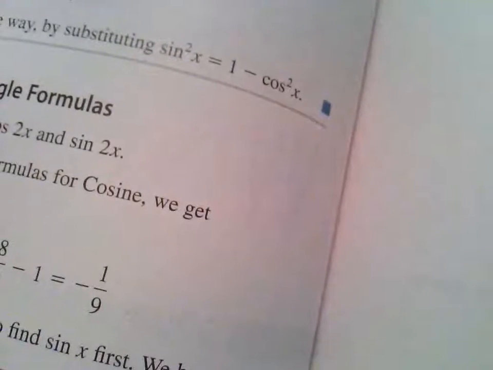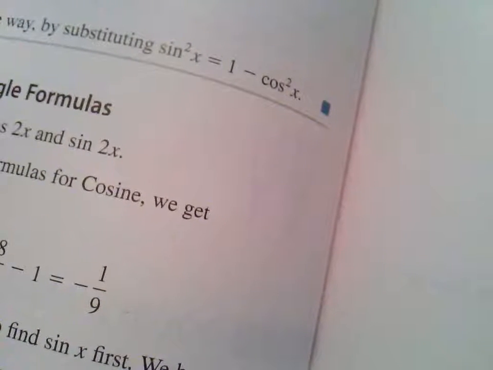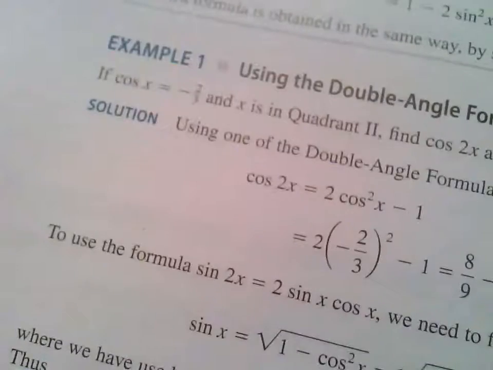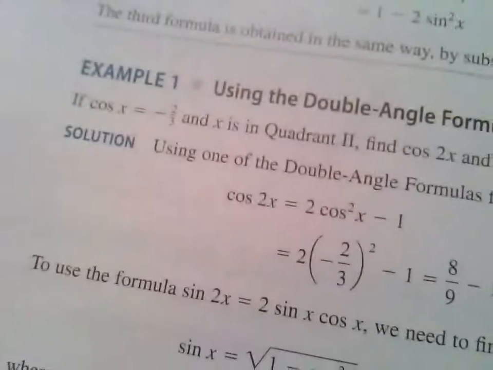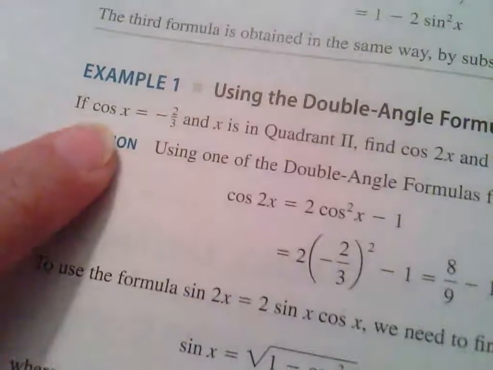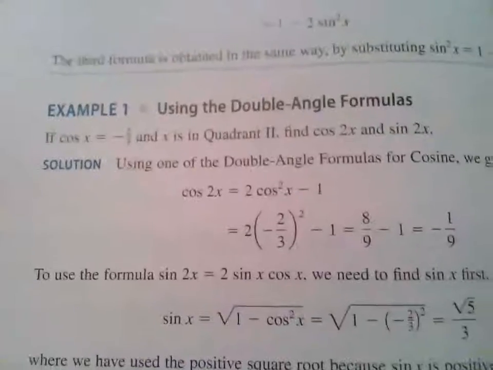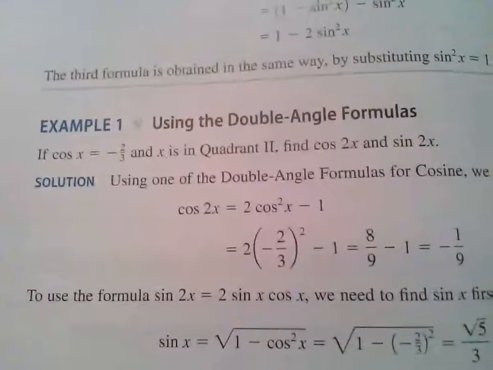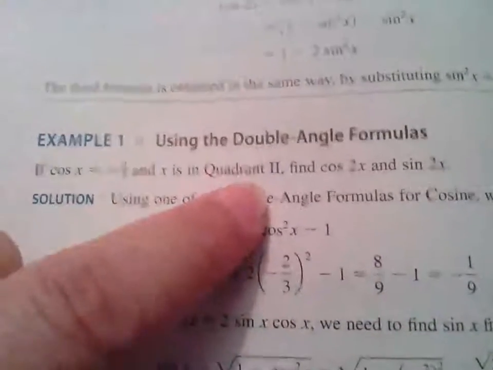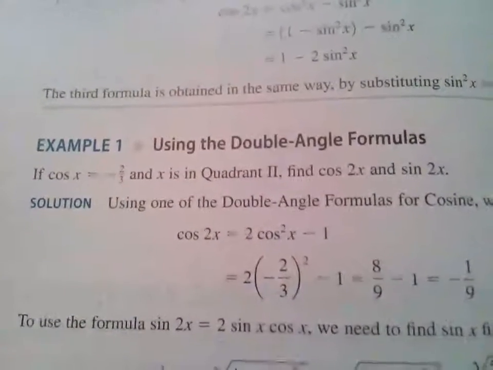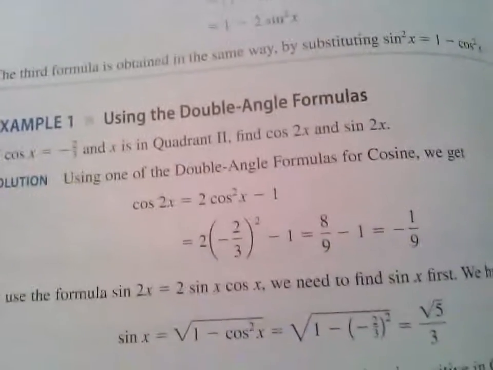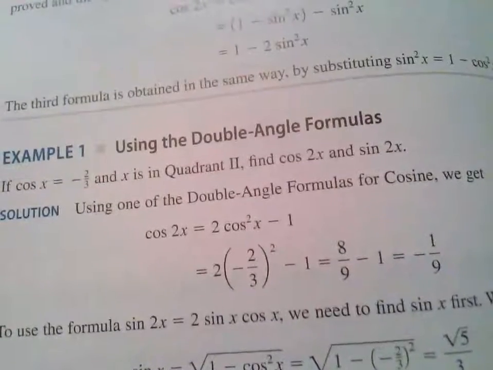Right, so let's look at example 1 where it says using the double angle formula for cosine. Okay, I have cosine of x is negative 2/3. And I want to find cosine of 2x and sine of 2x. And it tells me that it's in quadrant 2 because it helps me with my signs to know if it's positive or negative. All right, so I'm going to use one of the double angle formulas for cosine.